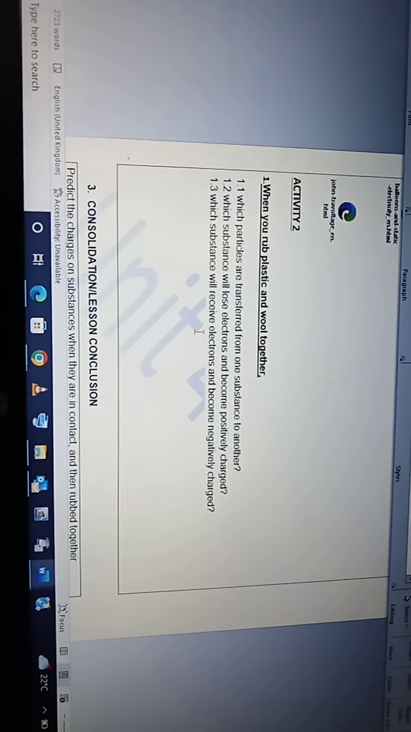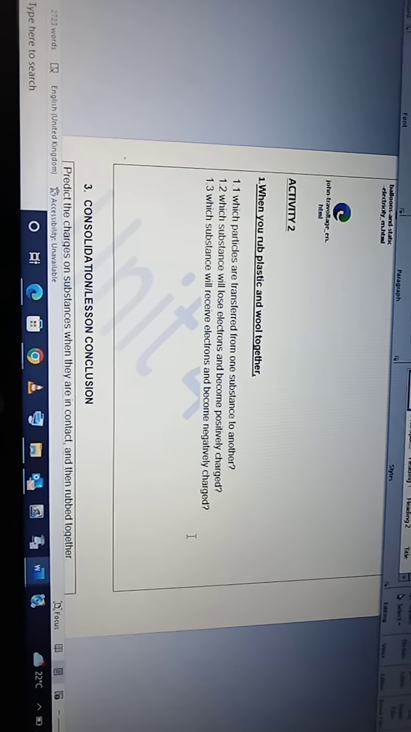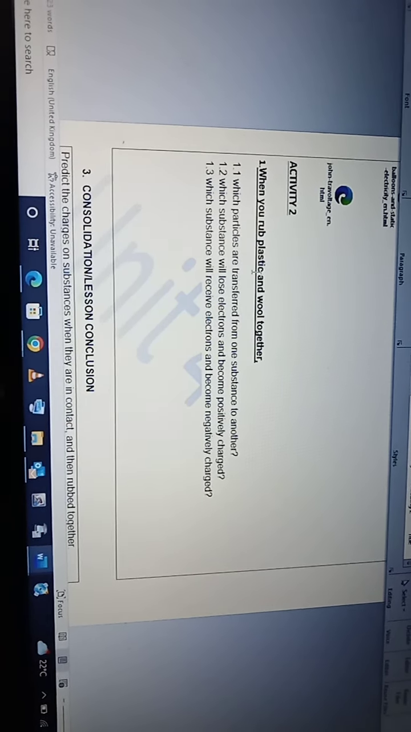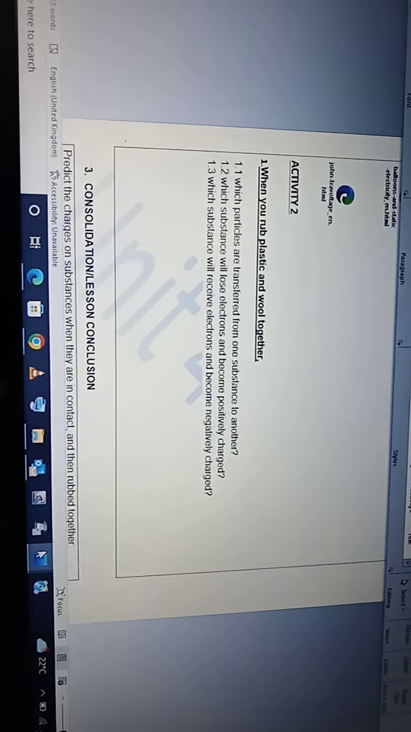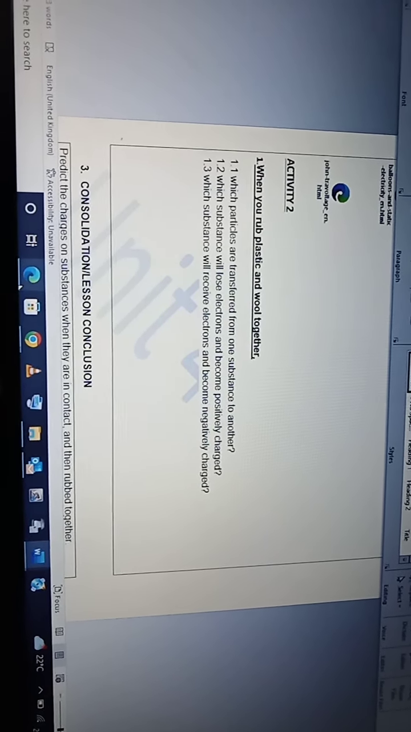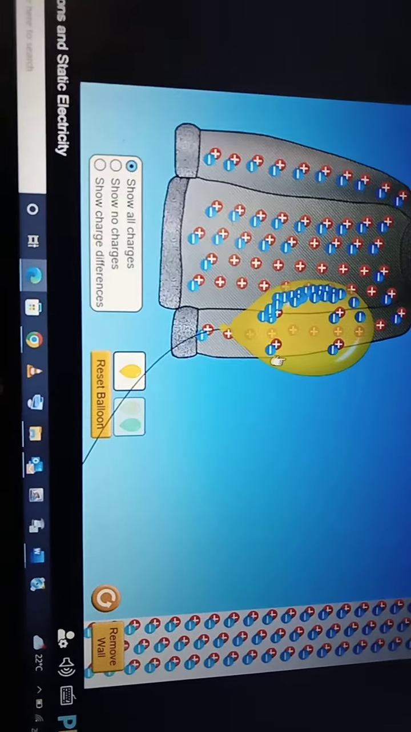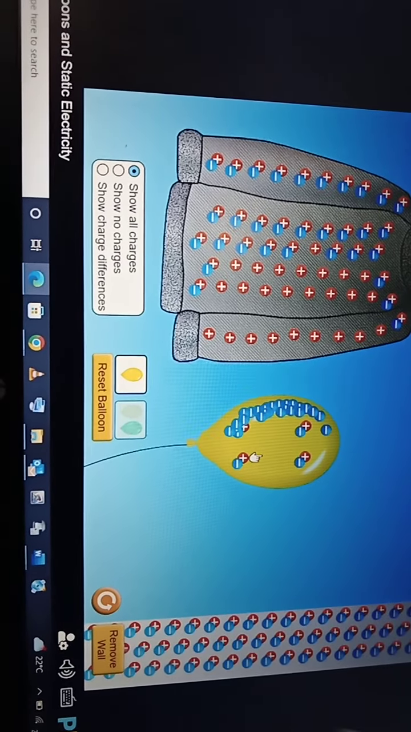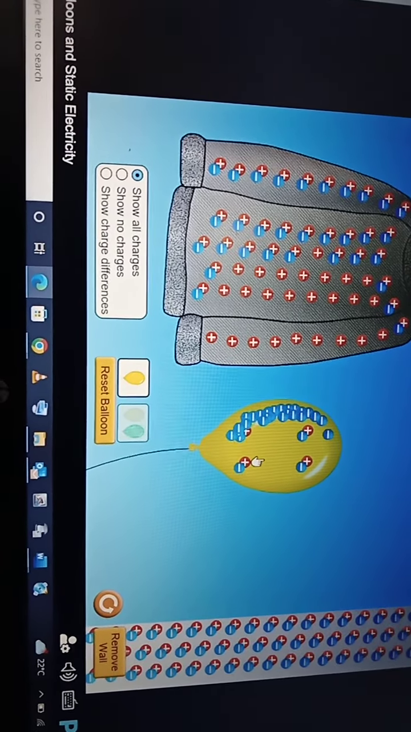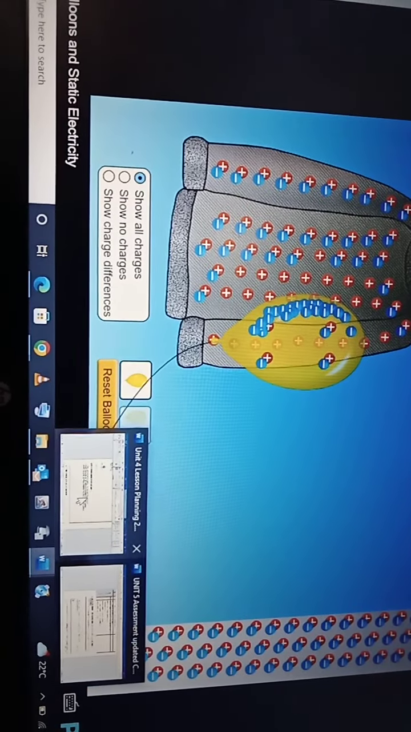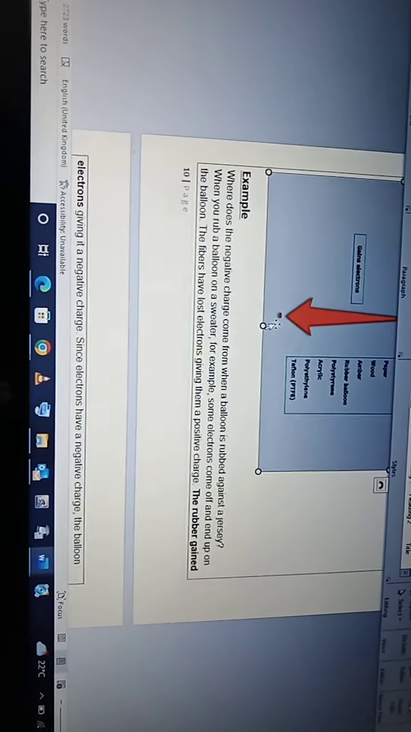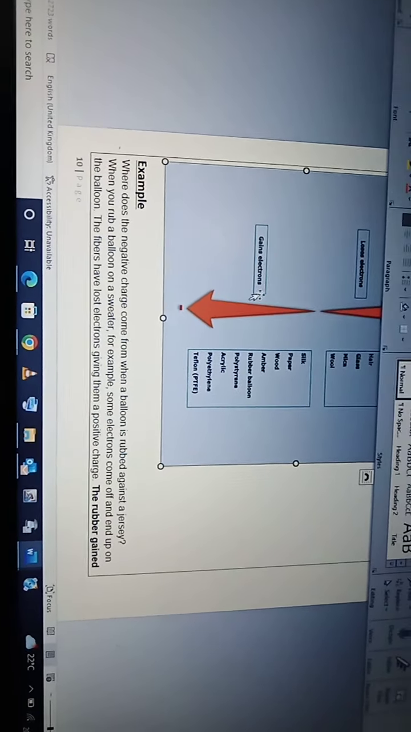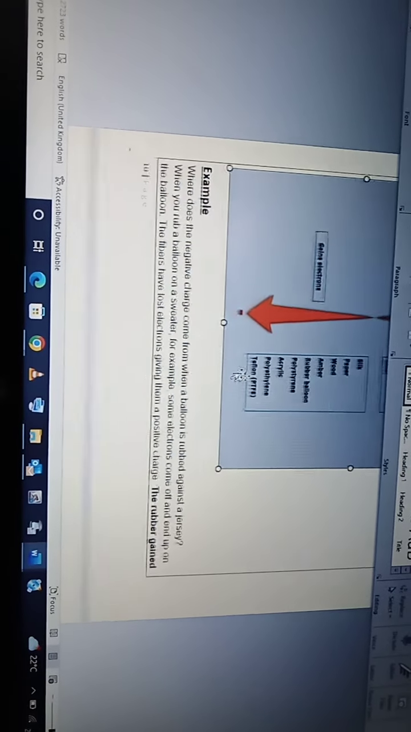Which substance will receive electrons and become negatively charged? Obvious. It's the balloon, the plastic. Because the balloon is made up of plastic, that is why it tends to become negatively charged, because it gains electrons. And even if we go here to the triboelectric effect, what happened here is the balloon gains electrons, which means it becomes negatively charged.